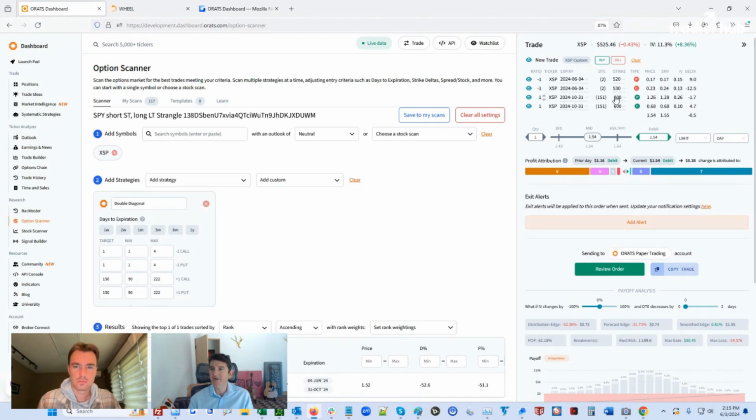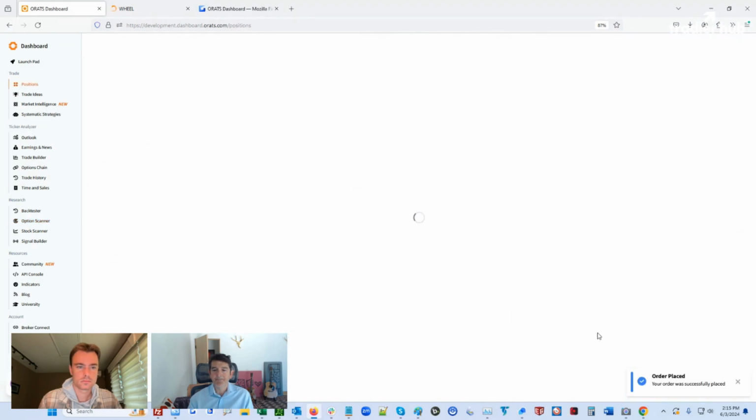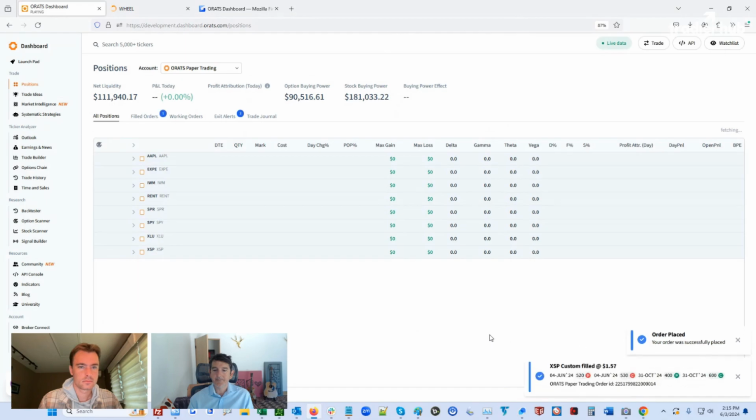Obviously these are very wide, this is a very wide strangle. But this is the trade that we'll put on today, $1.55. Again, give the market makers a little bit, and then we'll force this trade and watch it. All right, so we filled on that in our paper trading. So that's what we'll be watching.